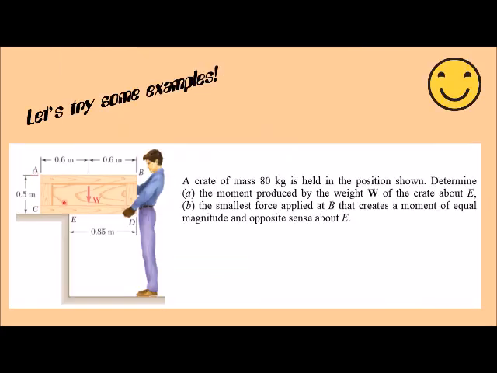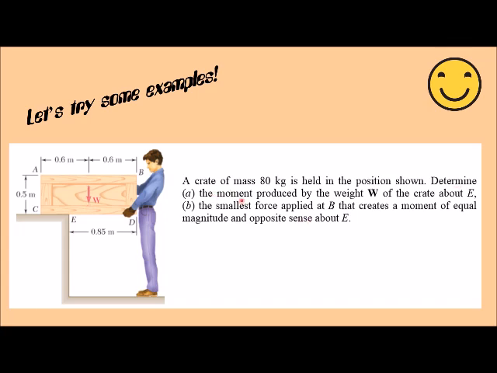What we have here is a crate. The crate has a mass of 80 kilograms, not a weight, a mass. We're going to have to multiply that by 9.81 to get a weight out of it. So that's going to happen right in the center of that crate.